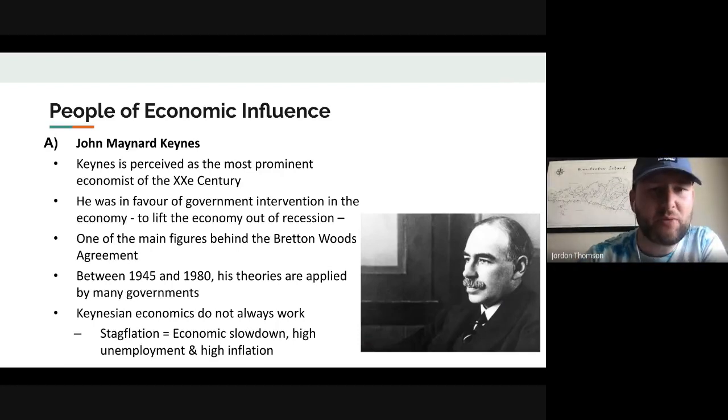there'd be some questions on the test about them, but just a quick overview. A lot of these guys were perceived as the guys who kind of started capitalism and the way in which money functions in our Western society. So this guy's name is John Maynard Keynes. He's perceived as the most prominent economist of the 20th century.